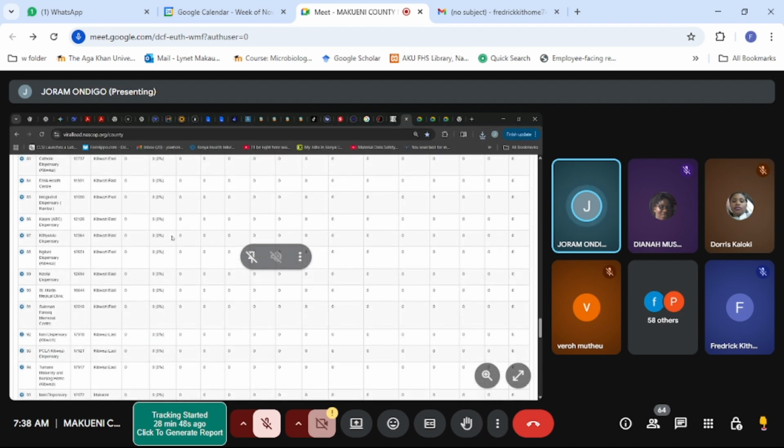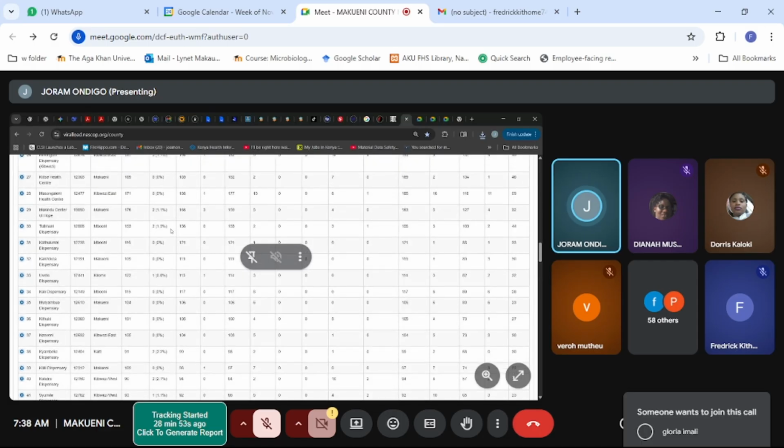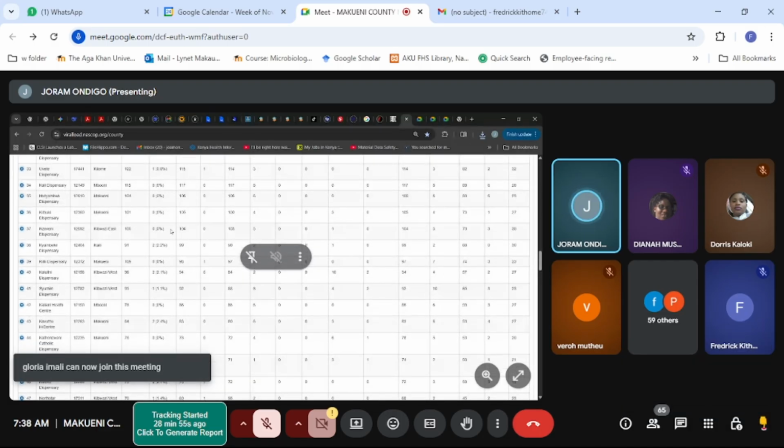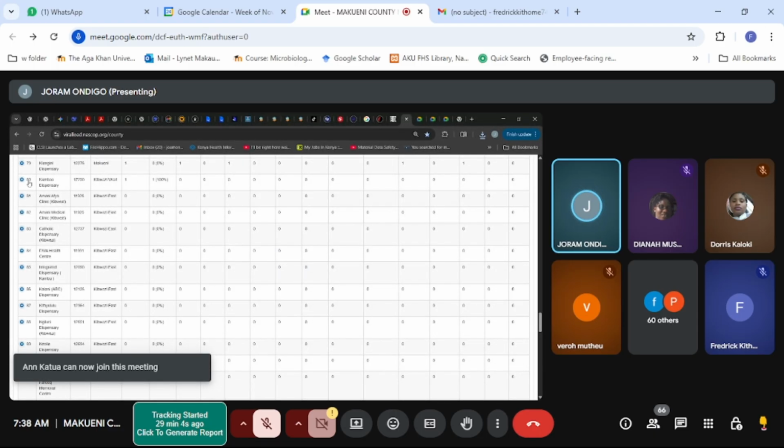All of them are here. Of course, even if you send a sample once, it will be registered for that given year. As you can see, there's a facility here called Kambu Dispensary. They have only sent one sample, number 80. I hope you can be able to see. Number 80. They have only sent one sample. Of course, it is written.